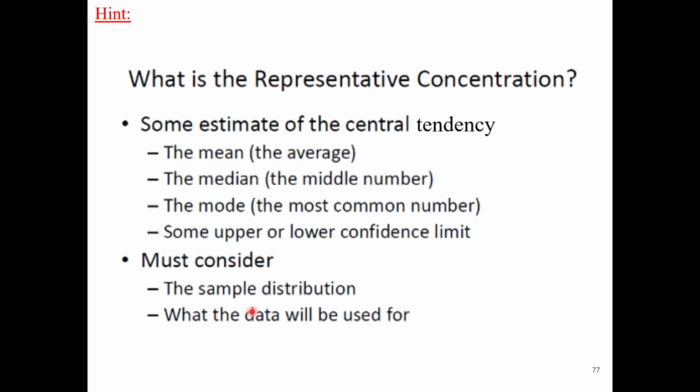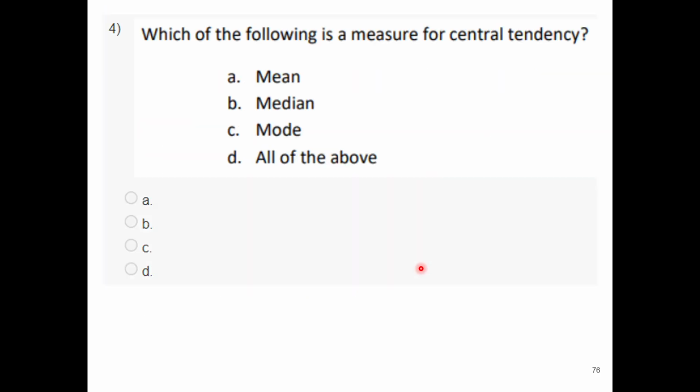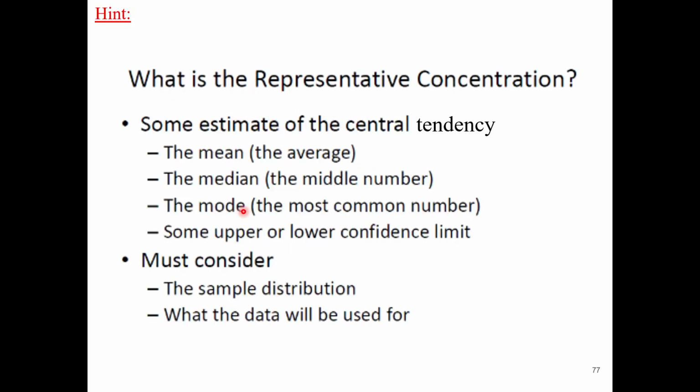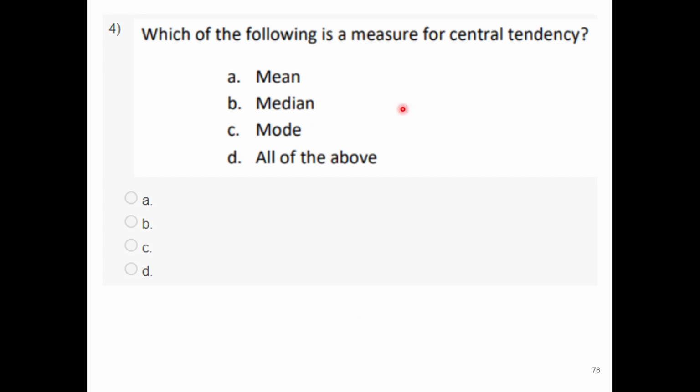lower confidence limit. And if you remember, we must consider the sample distribution and where the data will be used before considering. So, if you talk about the conventional case, all three can be a measure of the central tendency. Therefore, in the conventional case, all of the above are correct, and because nothing is mentioned, it is a conventional case. Okay, so it is a normal case.